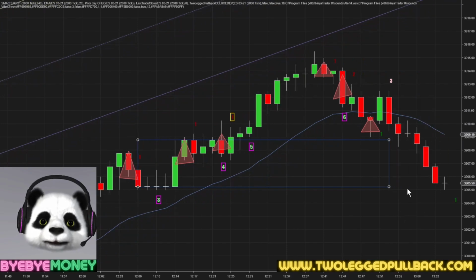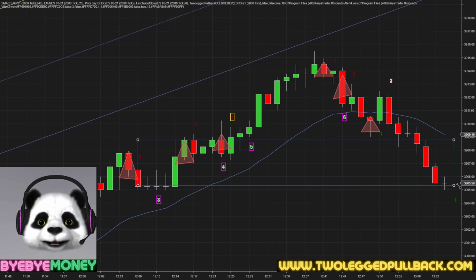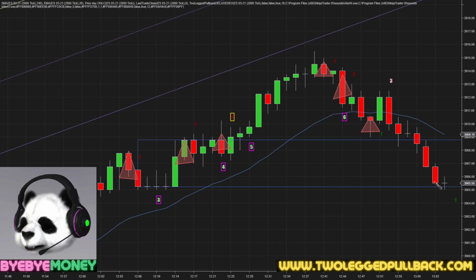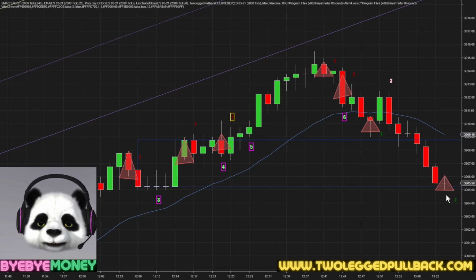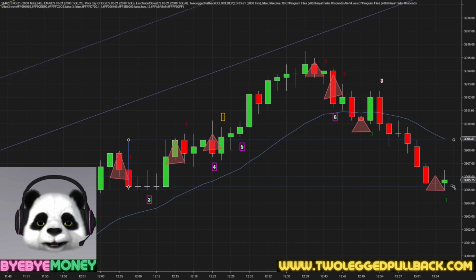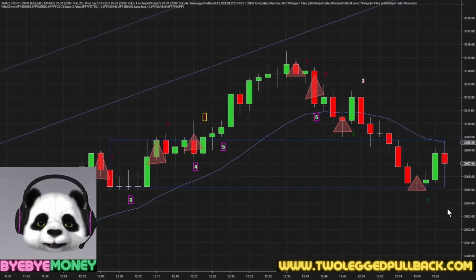Okay, so now look where we are. We're at our next second entry. We skip this one. We want the higher low. We want the higher low, plus that's a doji. We want the higher low. Boom. Goes up.